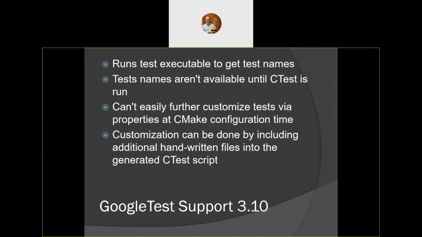There's a way to do it by writing an additional handwritten file that gets slurped into the CTest script, and you can find that in the CMake documentation and the CTest documentation. So it's not impossible if you need to do some additional customization via properties on the tests, but you have to do a little extra work if you need that.